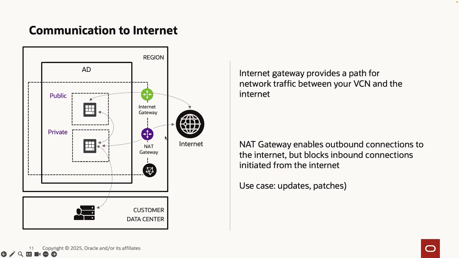initiates an internet-bound connection, the NAT device's public IP address becomes the source IP address for that outbound connection. The response traffic from the internet therefore uses that public IP address as a destination IP address, and the NAT device routes the response to the host in the private network that initiated that connection. So it sends it back to this private subnet. And the biggest use case for a NAT gateway is to retrieve updates and patches from the internet.